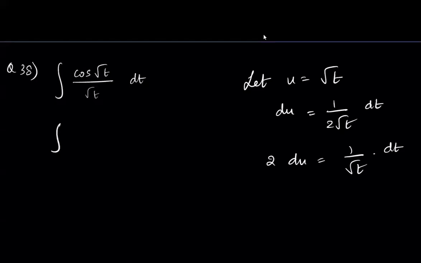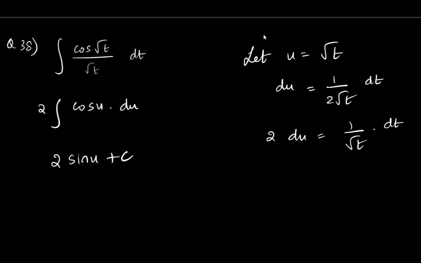So this can be written as cosine u. So dt over root t is 2 du, right? So du, and then the 2 can go outside. Okay. So now this is 2 sine u plus c. And what was u after all? U is square root of t, right? And that is my answer. Again, check by differentiating if you have any doubts.